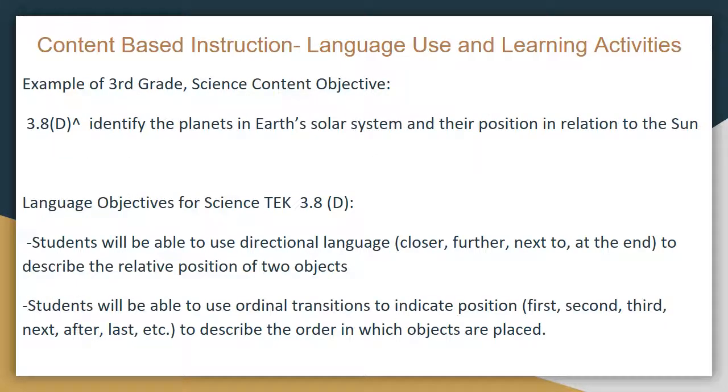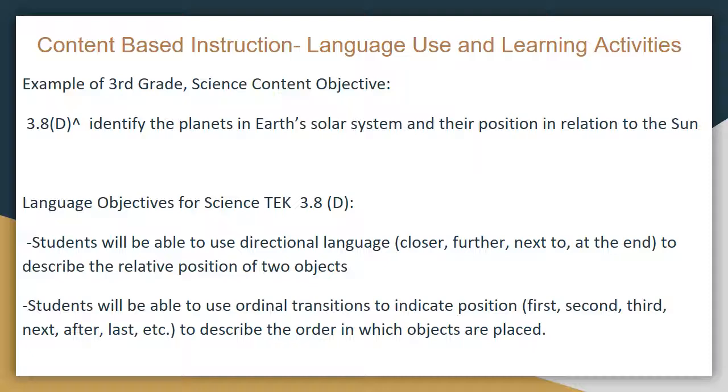So I decided to include an example of both a content objective and a language objective to further exemplify the difference between the two. If you look at 3.8D, this is a science content objective from 3rd grade. The objective for the content is that students will identify the planets in the Earth's solar system and their position in relation to the sun. So this is the specific academic knowledge that students are supposed to learn in this science class. It's science specific. It's specific to the content area.